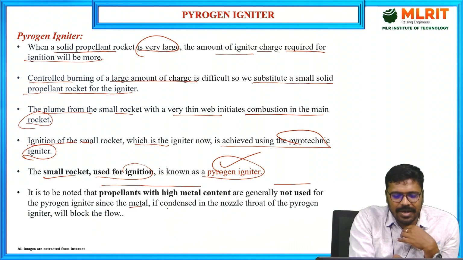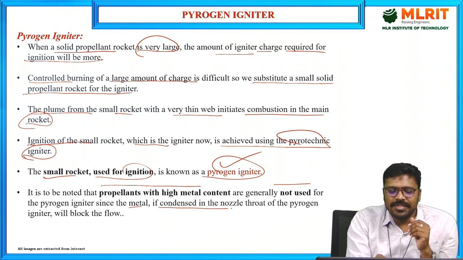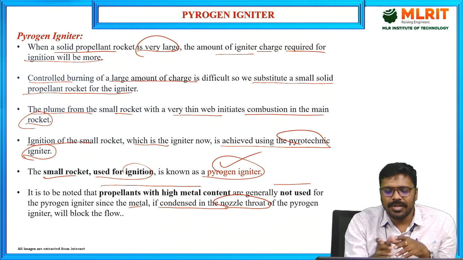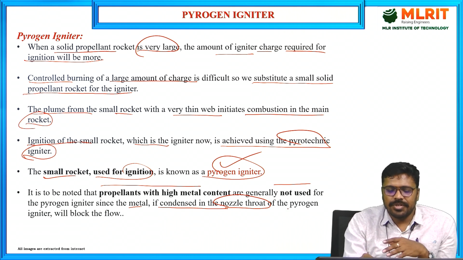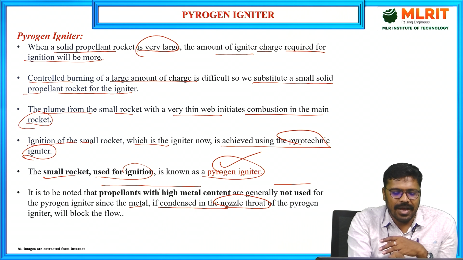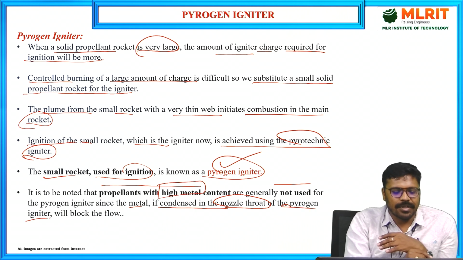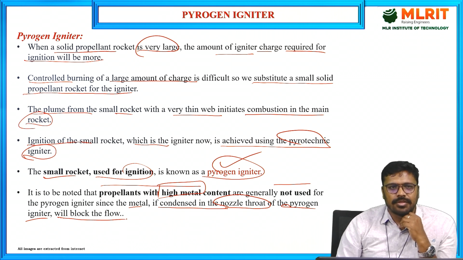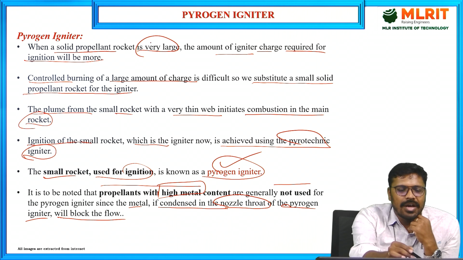The condensed molten metals will settle at the nozzle throat and change the configuration. So that is why we should avoid using high metal content propellants in the pyrogen igniter, because it will block the flow at the nozzle throat. This is one thing we have to consider for large rockets.